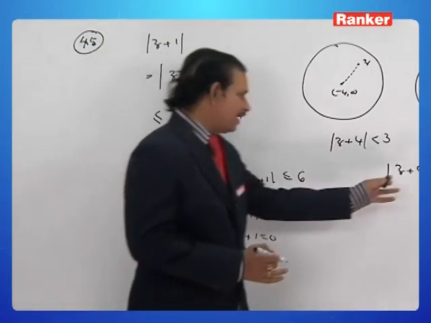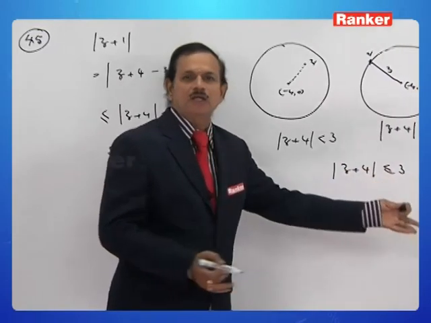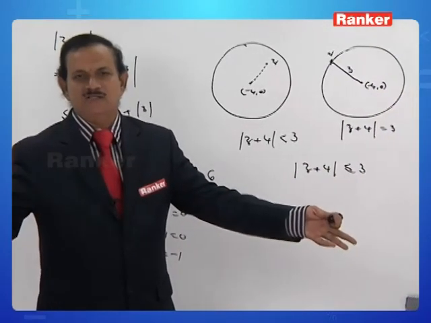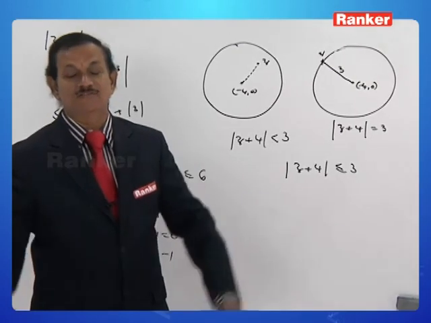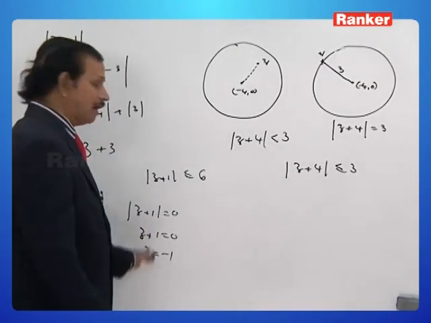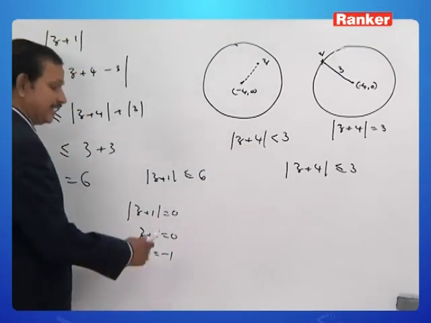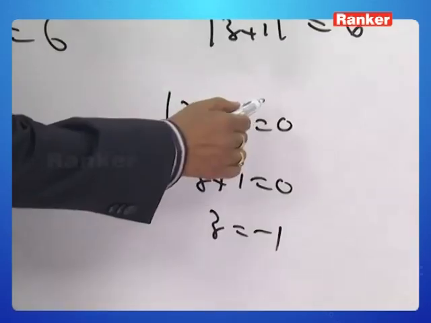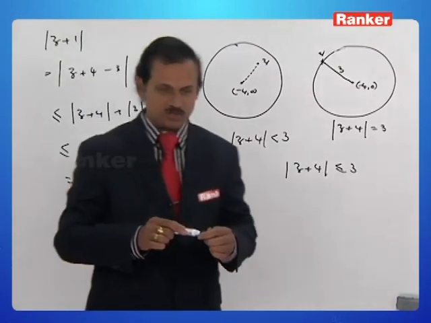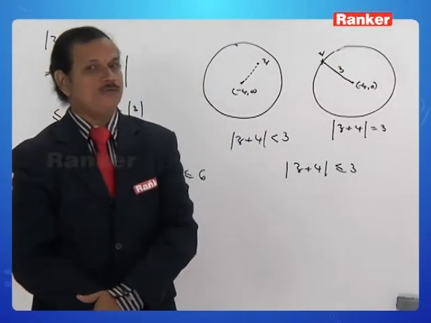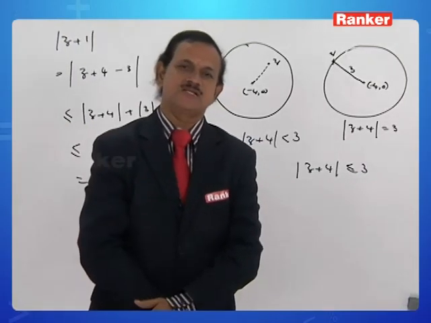But if at all Z is minus 1, then Z plus 4 is 3. So mod Z plus 4 is equal to 3. There is no problem at all. There is every possibility for Z to happen like that. Therefore, Z is equal to minus 1 also satisfies the data. Hence, we declare that the least value of mod Z plus 1 is 0.